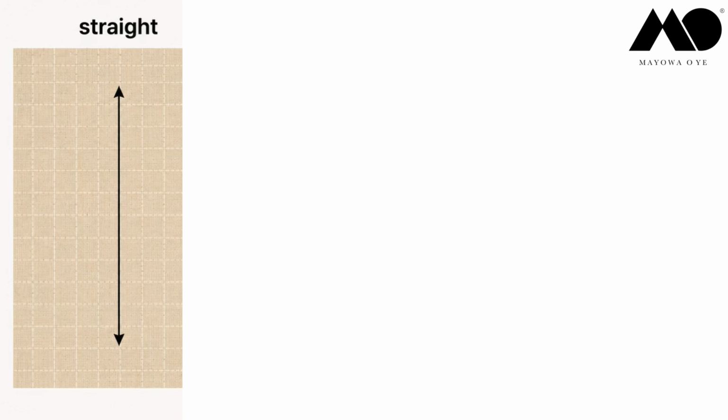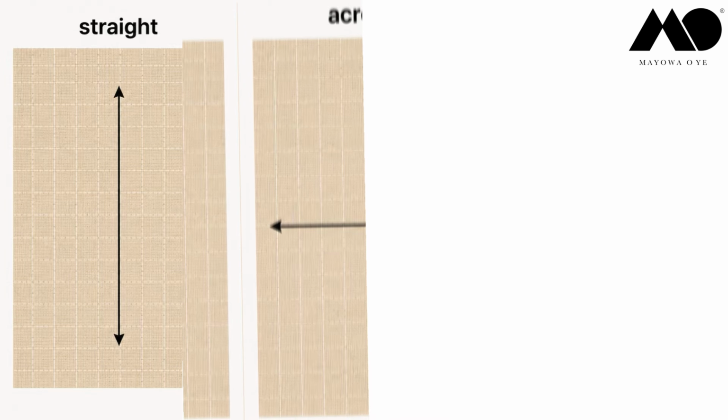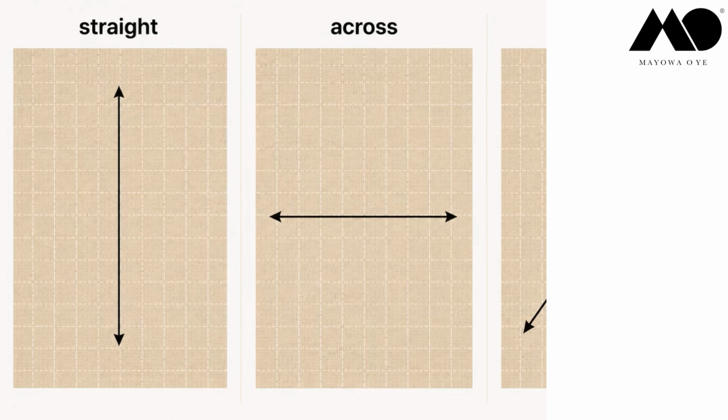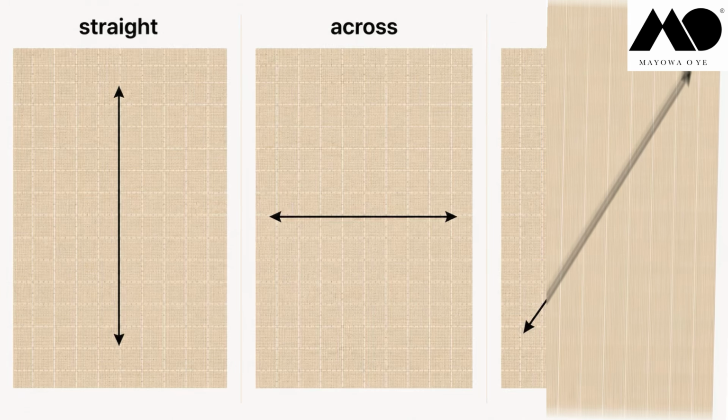Now, let's keep this simple. What is grain line? Grain line is just the direction your pattern piece was placed on your fabric. And usually we are thinking about three main directions: the straight grain, which runs up and down the fabric; the cross grain, which runs across the fabric; and the bias, which runs diagonally through the fabric.